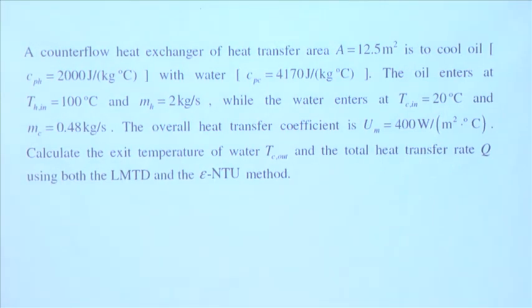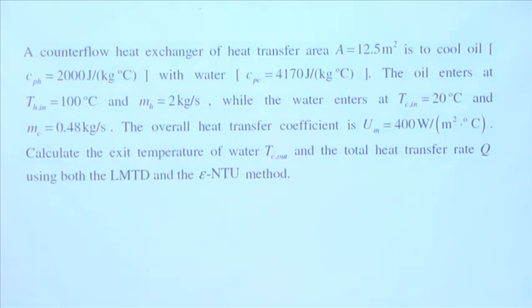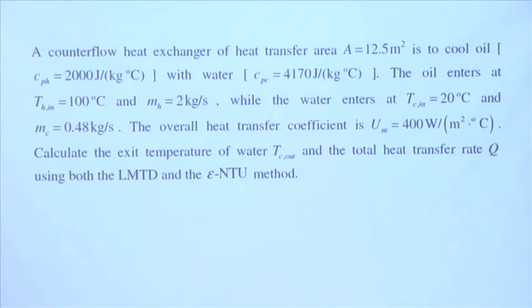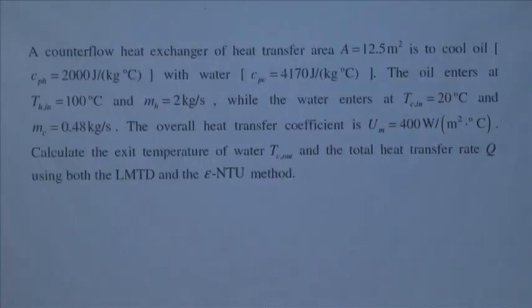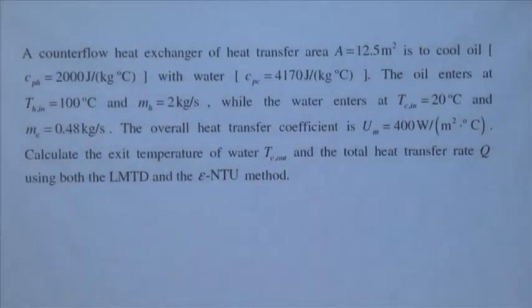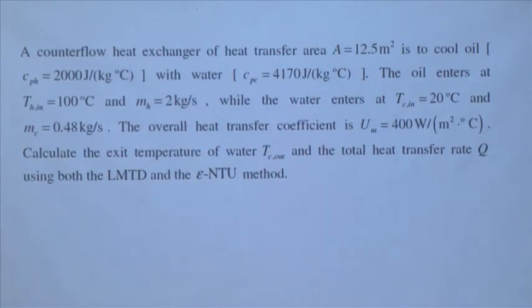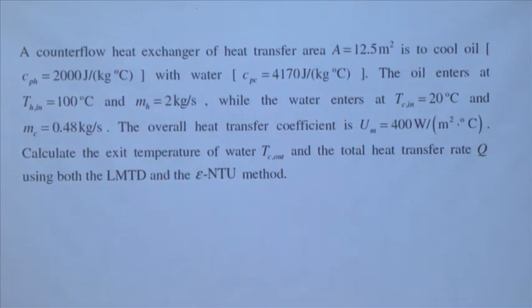The oil enters at 100 degree Celsius. That means in our nomenclature TH1 is 100 degree Celsius. Here it is written TH in. And the flow rate of the hot fluid, that is oil, is 2 kg per second. While the cold fluid enters, that is TC in, which in our nomenclature is TC1, at 20 degrees Celsius. And the cold fluid flow rate mC is 0.48 kg per second. The overall heat transfer coefficient is given. This will be given for both the cases, rating and sizing problem: 400 watt per meter square degree Celsius. Calculate the exit temperature of water and the total heat transfer rate Q using both LMTD and the epsilon NTU method.